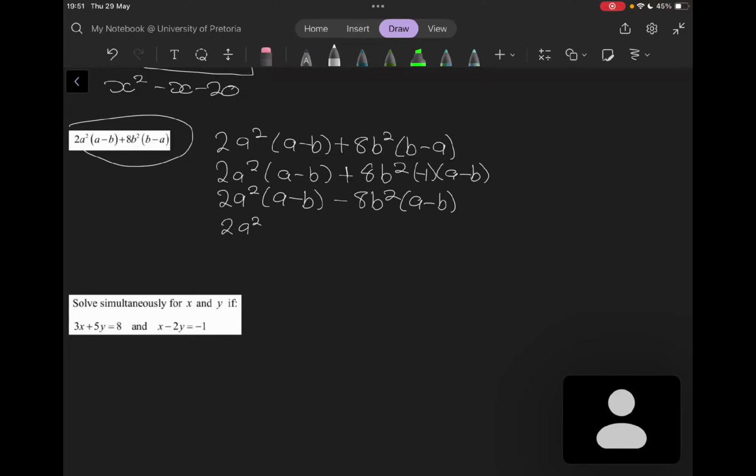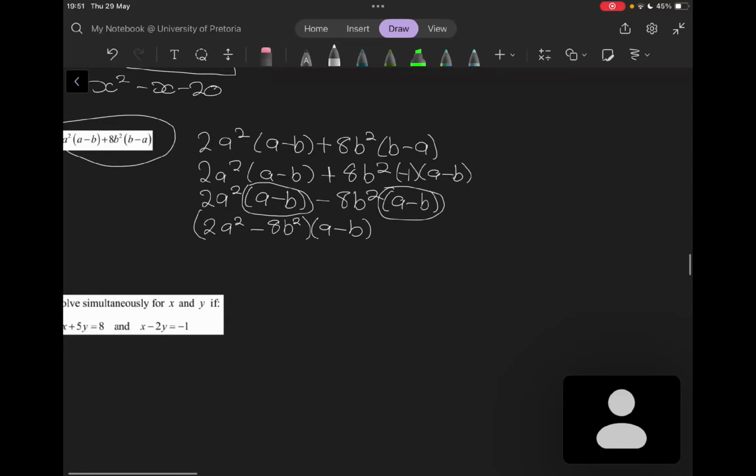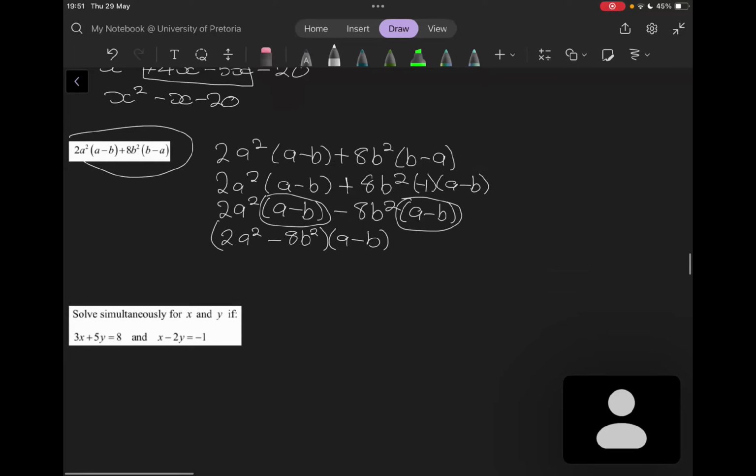We have 2a squared minus 8b squared, right? Because they're all multiplied by this over here, right? And we have that multiplied by a minus b. Cool. With this one, it's just a matter of being able to recognize that this and that are essentially made into a like term because they are both multiplied by this over here.